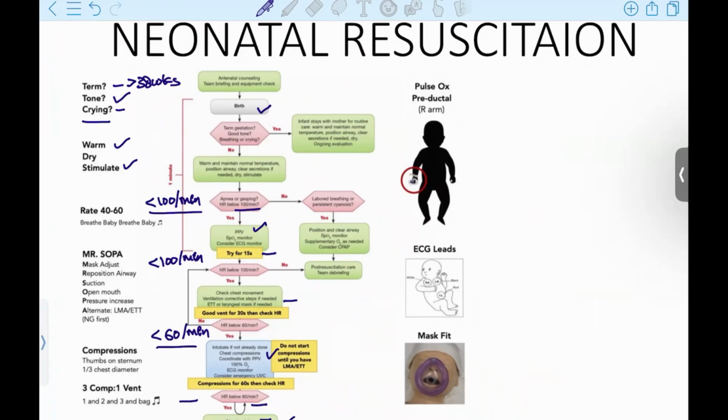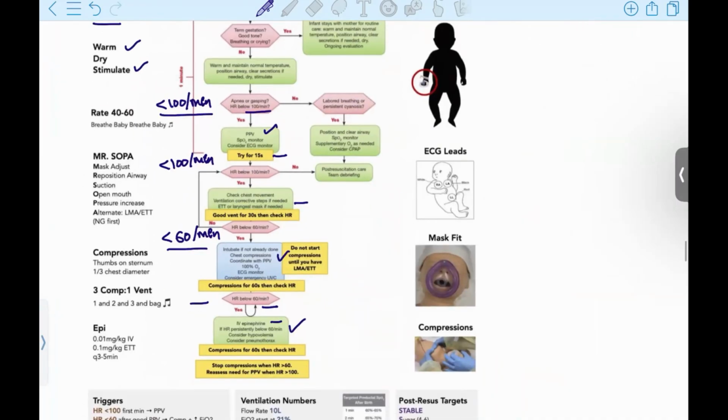After 15 seconds, check whether intubation is needed or not. And if the heart rate is less than 60 beats per minute, start the chest compressions. And if it is still not working after 1 minute, go for inotrope management. Especially, what is the common drug? IV epinephrine is used for this baby.